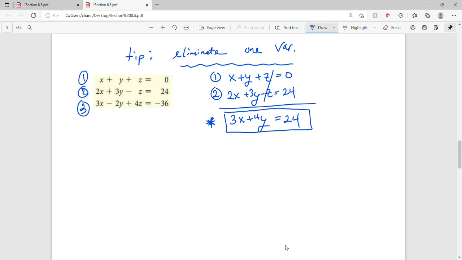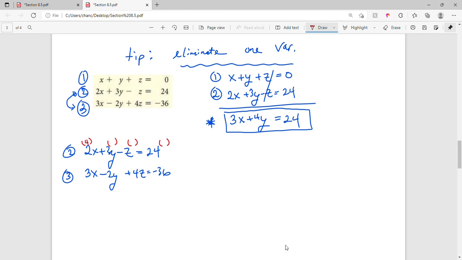Now you can use any of the other pairs, so let's use the second and the third pair. Let's stack 2x plus 3y minus z on top here. And on the bottom we have 3x minus 2y plus 4z equals negative 36. Again, this is equation 2 on top and equation 3 on the bottom. To get rid of the z, notice we have to multiply this equation by a positive 4. And we're going to do that to every single term.